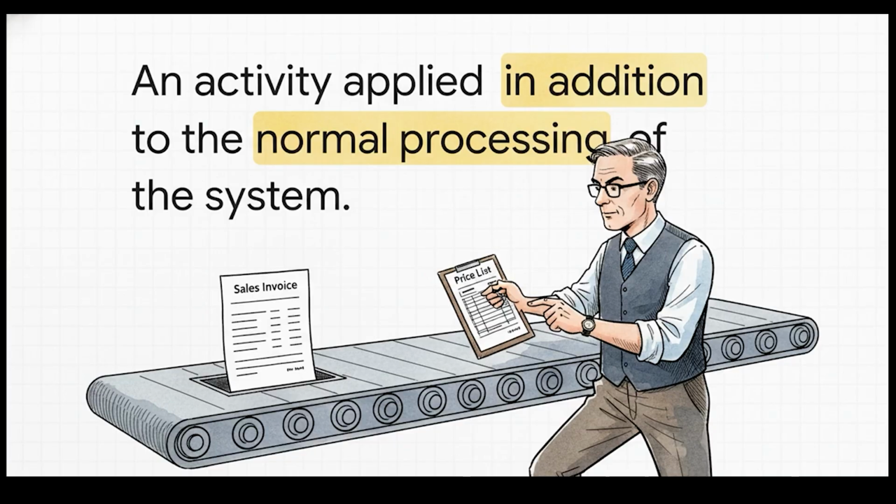A control is an activity applied in addition to the normal processing of the system. What does that mean? Well, simply typing up and raising a sales invoice is not a control. That's just normal, everyday business processing. The actual control is when the sales manager takes that generated invoice, checks the price against an officially authorized price list, and recalculates the math before it ever goes out the door. As auditors, we are testing that checking activity, not the standard processing activity.